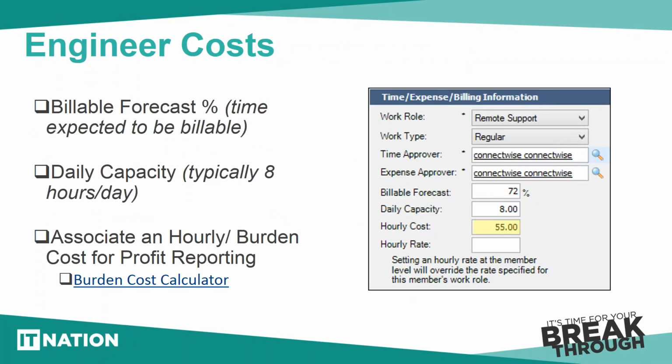When we touched on engineering costs, this is just going into the setup tables, the member configuration, going into the billable section, and associating a billable forecast, so the percent of time that you expect the engineer to be billable, what's their daily capacity, how many hours can they actually work, and then associating an hourly burden cost for profit reporting. There is a burden cost calculator that ConnectWise provides, but you can also obtain calculations from anyone that's advising you. But putting in a cost here is going to be critical to get accurate profit reporting from the system, because this will be tied to the hours that the engineer is actually working for you.